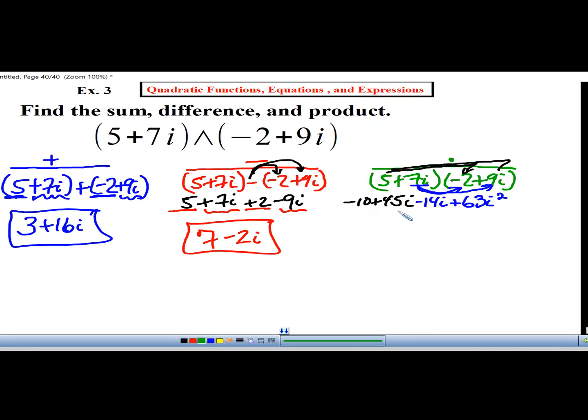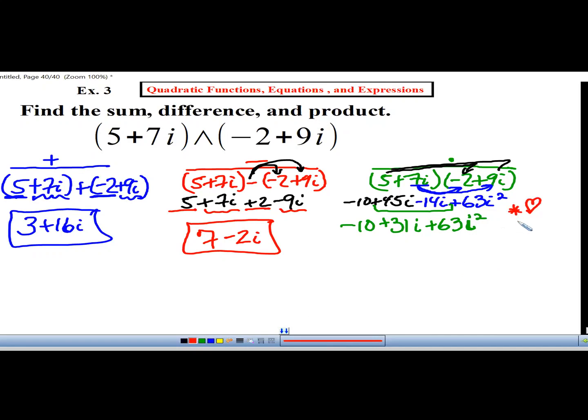Can I combine stuff here? Yes, Mr. Q. 45i minus 14i. That is positive 31i. Bring down the negative 10, bring down the positive 63i squared. Are we done here? No. You're like, what? Yeah, remember here, make a little note, put a little asterisk.